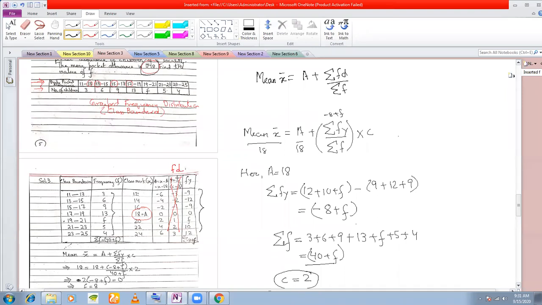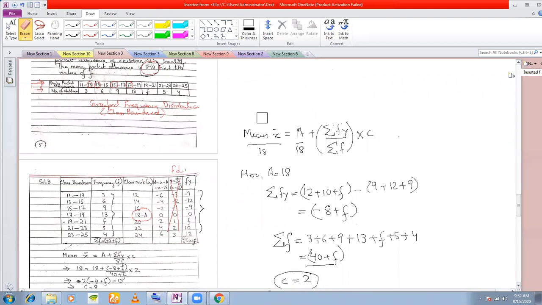So you choose your a as whatever, and you make the column for fd. You add up the column for fd, put it here, and add up the column for f, put it here. The mean is given to you, and the assumed mean you write as whatever you have taken, and then you calculate the value of f. I have used the step deviation method. If you want, you can use the deviation method also for this problem. I would recommend that you try it with the deviation method at home, and if you have any problem, then ask.